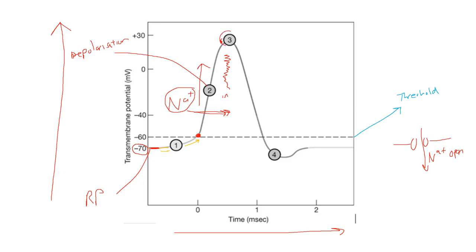And at number 3, the sodium gates close and the potassium gates open. Now, because the potassium is inside the cell, it goes out. Because positive goes out, it causes repolarization of the membrane, i.e. it goes back more negative all the way down to -80. That's a repolarization because the potassium ions are going out.